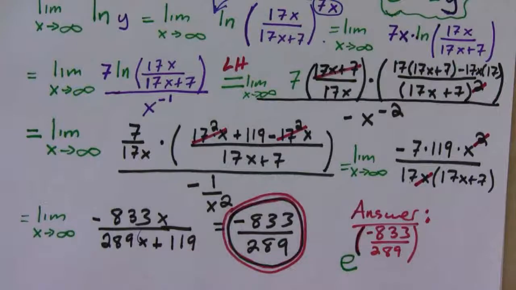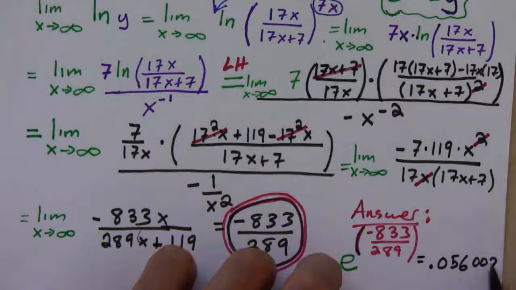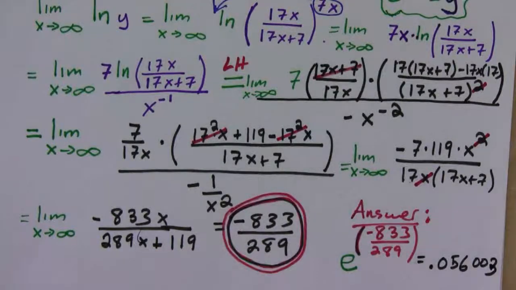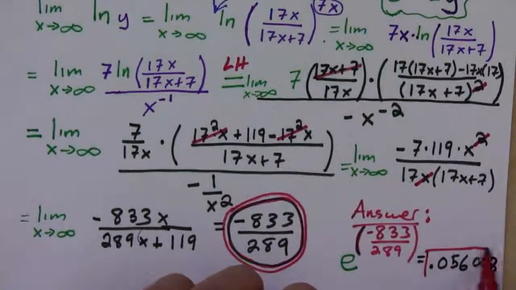And if I approximate that, I get that this is equal to 0.056002. No, 3. And ta-da, we're done. Woohoo!